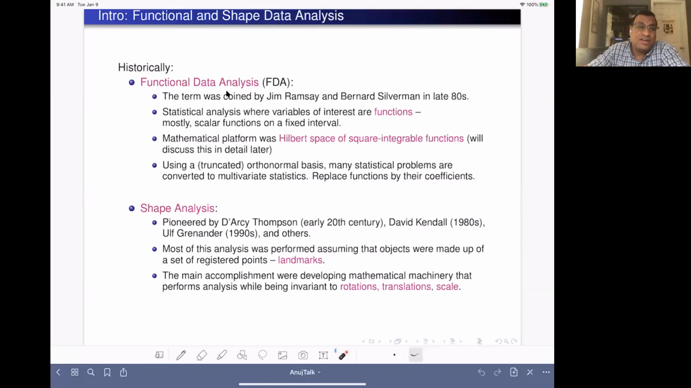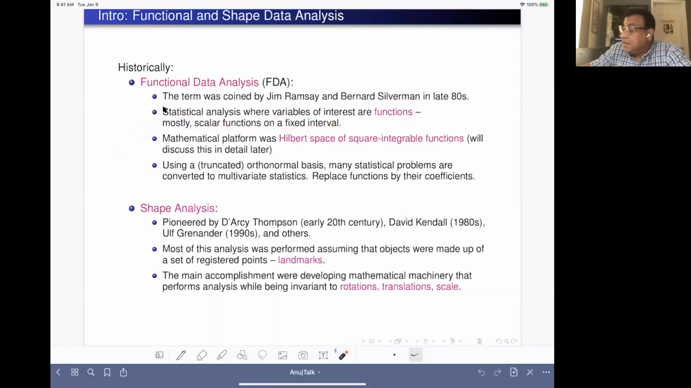So this terminology, FDA, functional data analysis, was coined by Jim Ramsay and Bernie Silverman. They have a very nice introductory book on this, and then they had lots of follow-up. And so Jim Ramsay is like a father figure of this area from a statistics point of view. This is an area of statistical analysis where the variables of interest are functions. They're not scalars, they are not vectors, they are not matrices, they are not tensors, but they are functions. Okay? And in this, historically, people talked about scalar functions on a fixed interval. That's what people typically did.